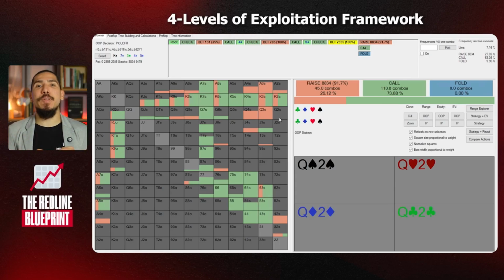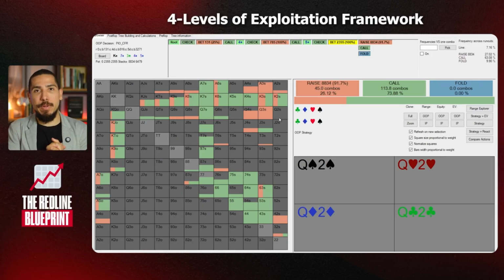Four levels of exploitation framework. Extremely important class here before we get into the actual models and data. You need to understand that to exploit your opponents, there are a lot more levels than simply reacting to what they already did, which are level 1 exploits.